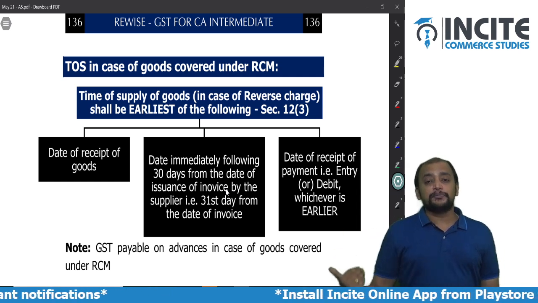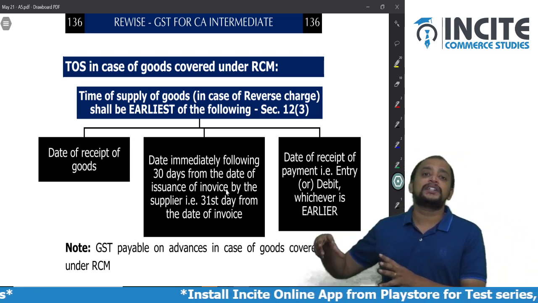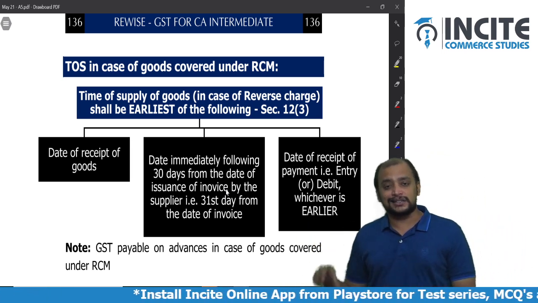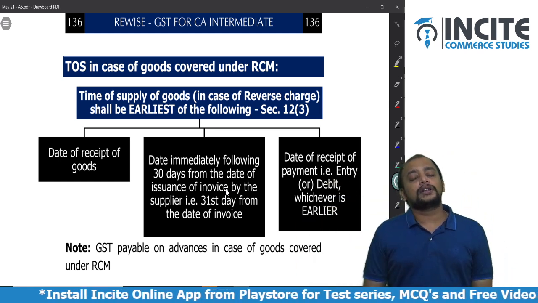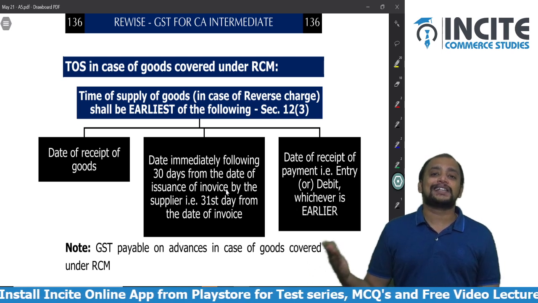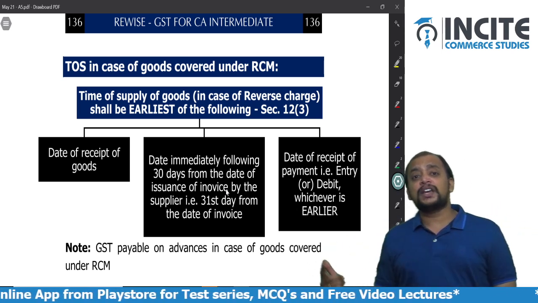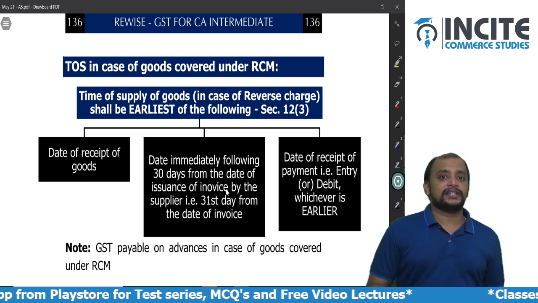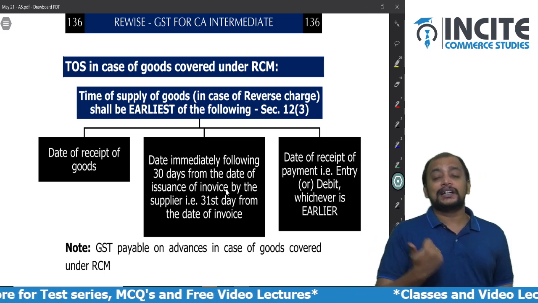So whenever the recipient receives the goods, he will be mentioning it in an invoice register, and whenever he enters that date, or as and when he makes payment to the supplier, that payment date, or the 31st day from the date of invoice, whichever is earlier, will be taken as the time of supply. Now, suppose the recipient pays advance, whether that advance will be taken as the time of supply? Yes, because here the date of payment is there.